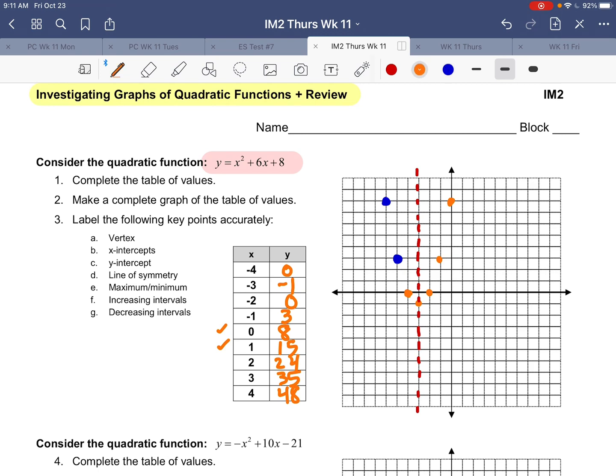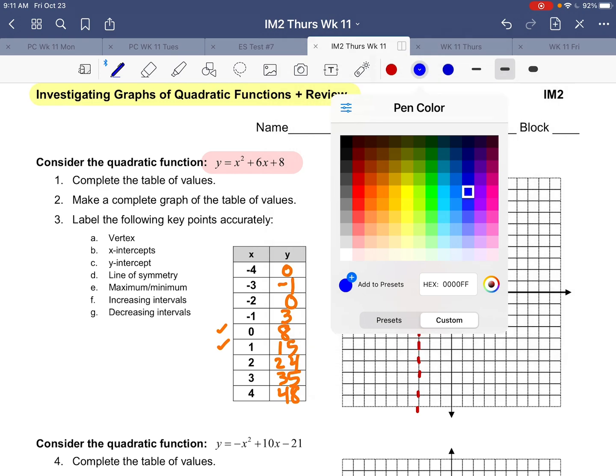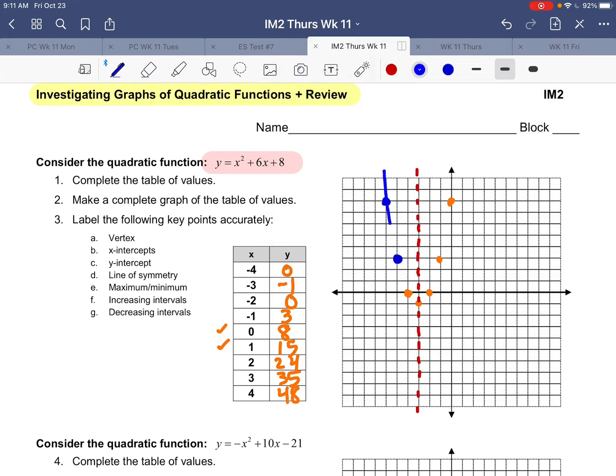Okay, now at the same time, you can go ahead and realize this portion of the graph is decreasing down to the vertex and increasing after the vertex. This is my increasing value or portion of the graph, and the portion of the graph that's decreasing is right here. Okay, so again, we're just getting used to learning these new terms, labeling this parabola with all these key points.